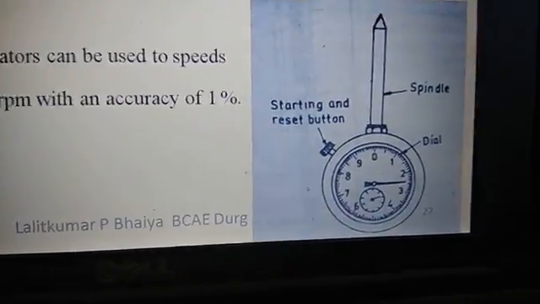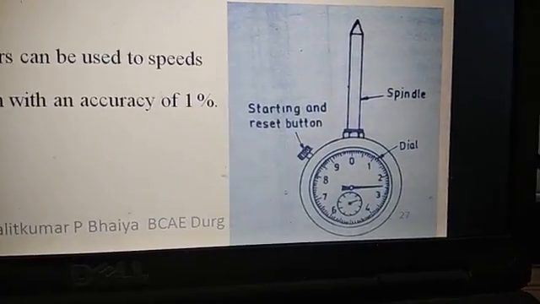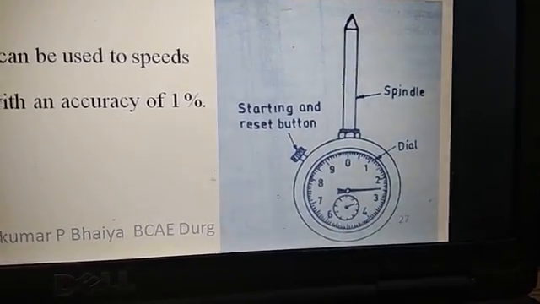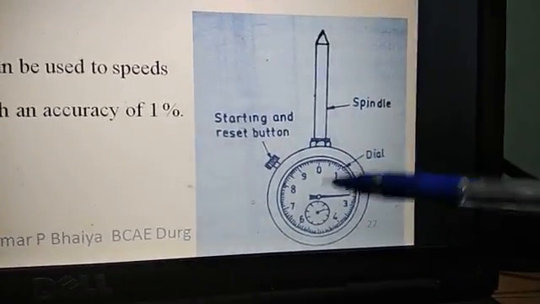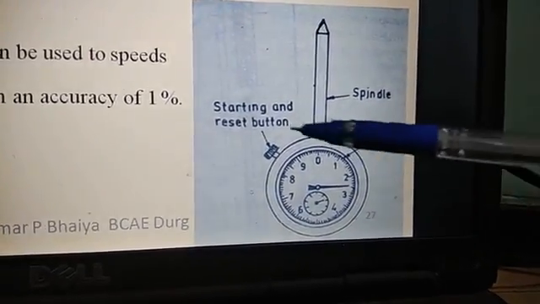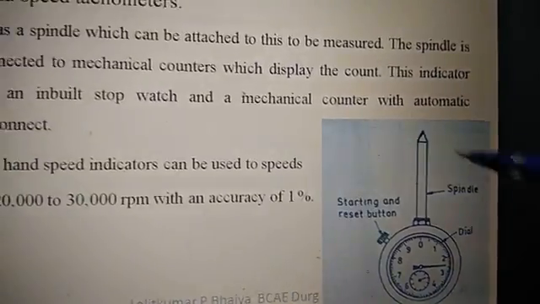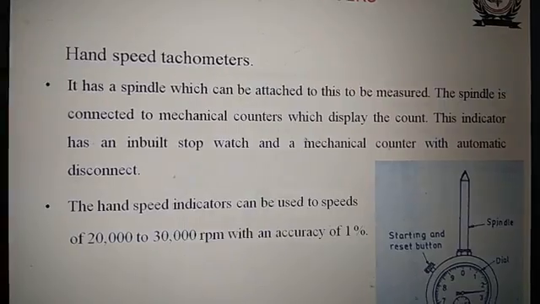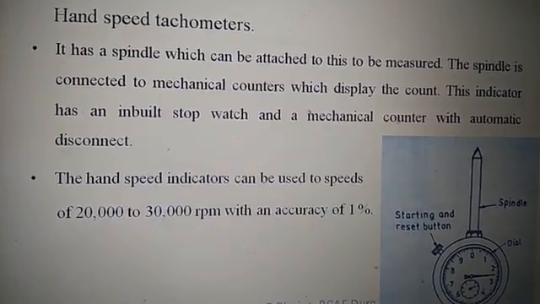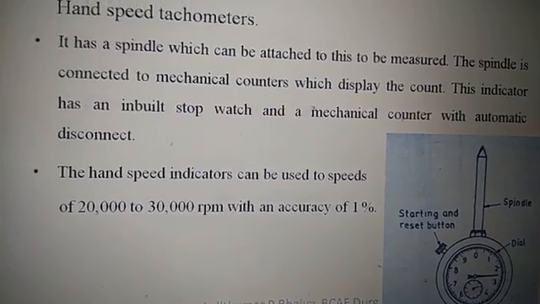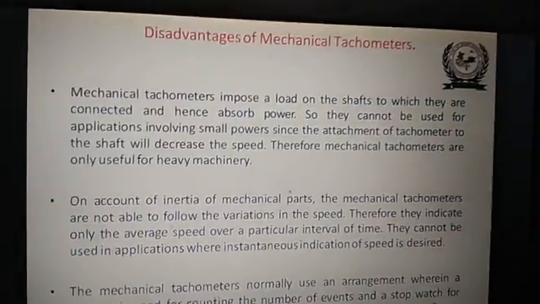This is the mechanical tachometer which we also use in the laboratory for the measurement of the speed of motors. There is a shaft, a spindle, a starting and reset button, and a dial. This is the dial which will give the RPM, here is the starting and reset button, and this is the spindle. This is connected to the shaft, and you can measure. This is the hand speed tachometer, and it can be used for the measurement of speed from 20,000 to 30,000 RPM with 1% accuracy.